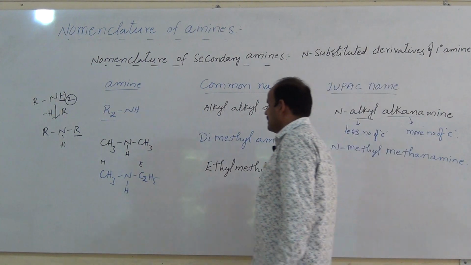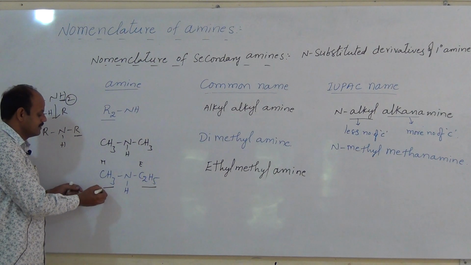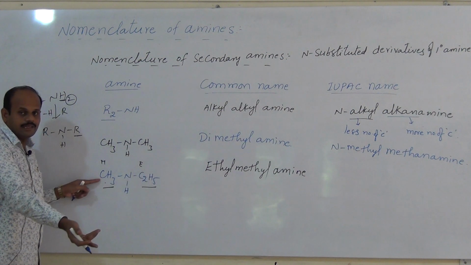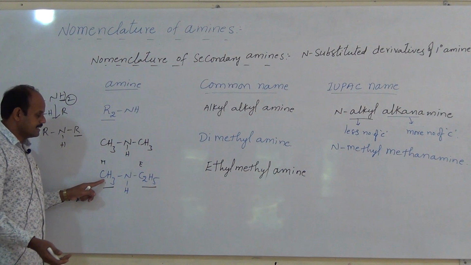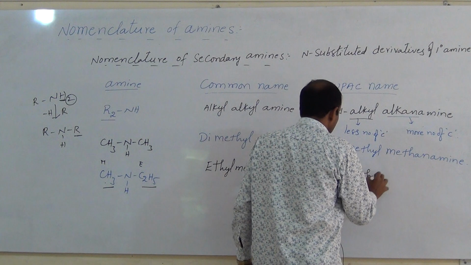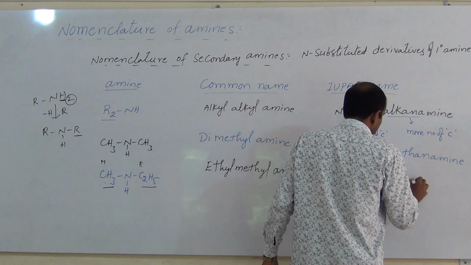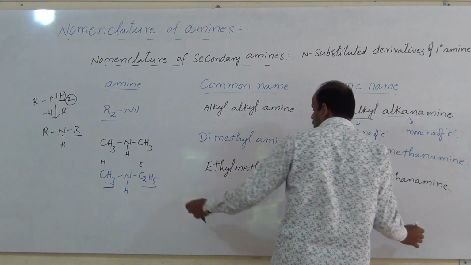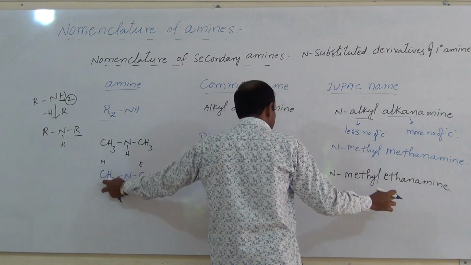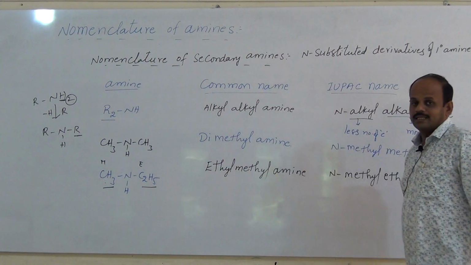Then in IUPAC, which has more carbon atoms, this one. Which has fewer carbon atoms, this one. That means should represent this one as alkyl. Then remaining is alkanamine. So alkyl means CH3 means methyl. So here N-methyl. Next ethanamine. Because the ethyl group has more carbons, hence should be represented as alkanamine. It has fewer, hence alkyl. Thus you can write the IUPAC names of secondary amines.